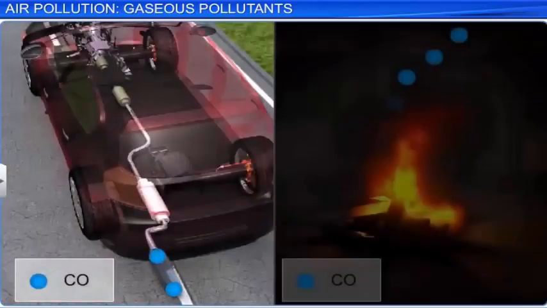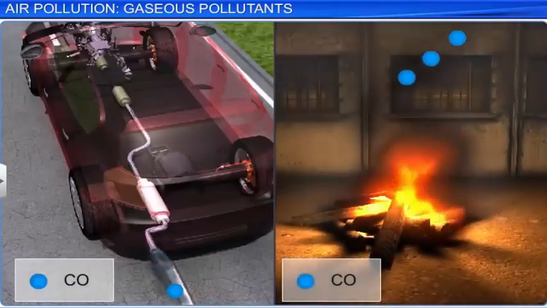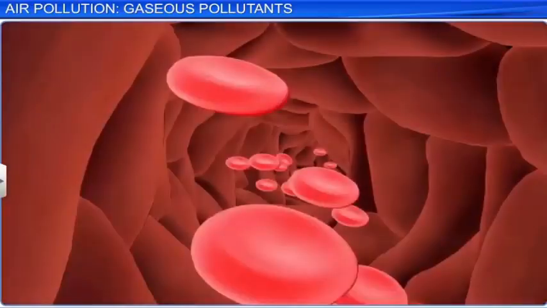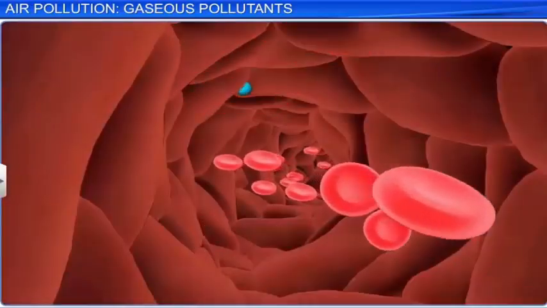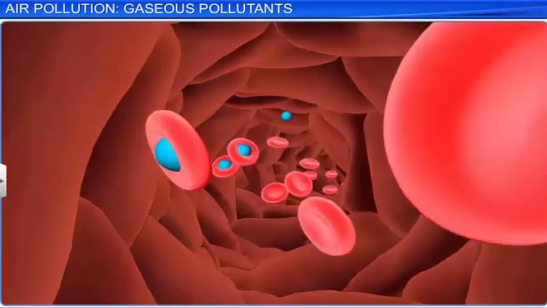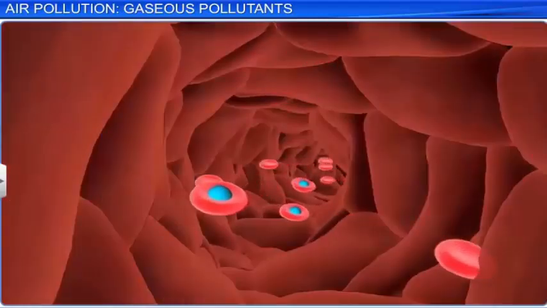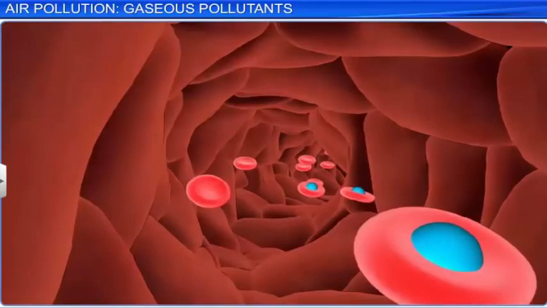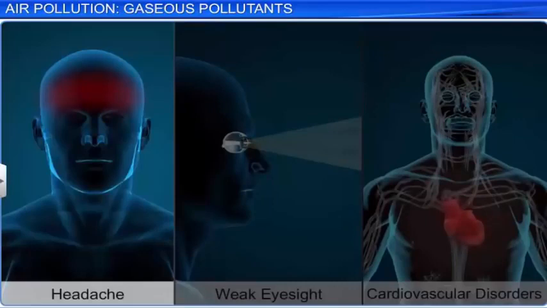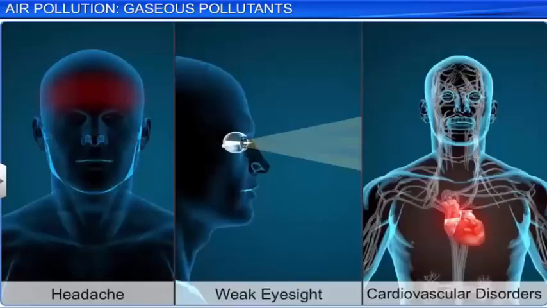Carbon monoxide is produced by automobile exhaust and incomplete combustion of fossil fuels. This highly poisonous gas combines with hemoglobin in blood, forming carboxyhemoglobin. When the concentration of carboxyhemoglobin reaches 3 to 4%, it reduces the oxygen carrying capacity of blood. This results in headache, weak eyesight, and cardiovascular disorders. In extreme cases, it can also cause death.